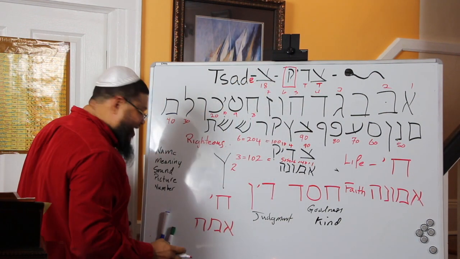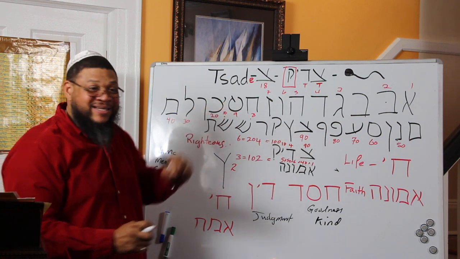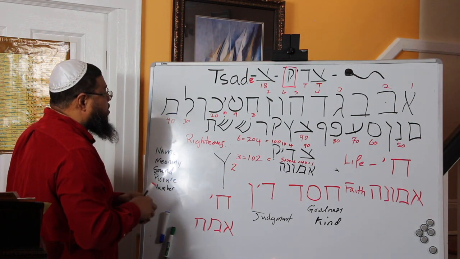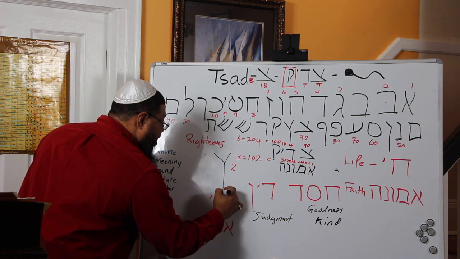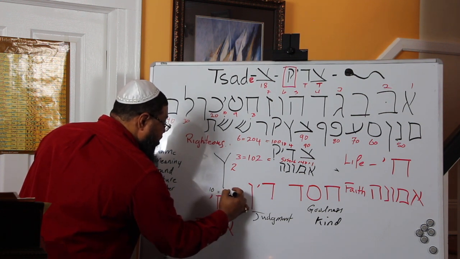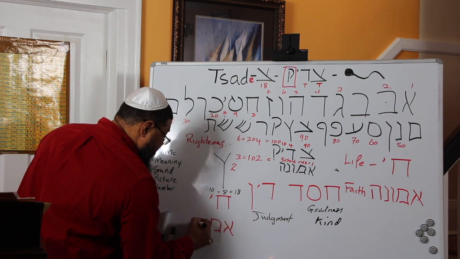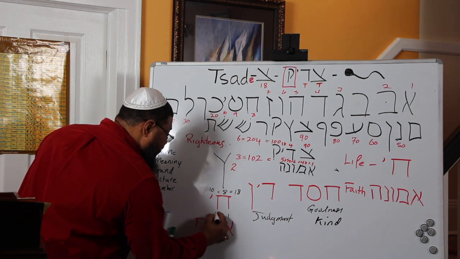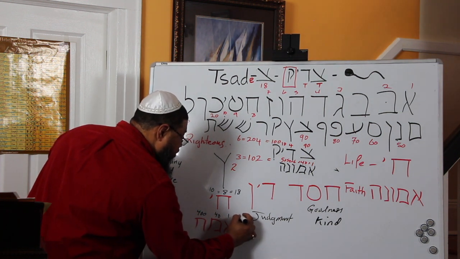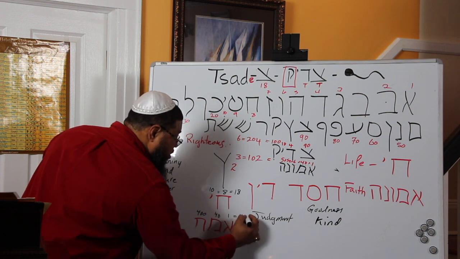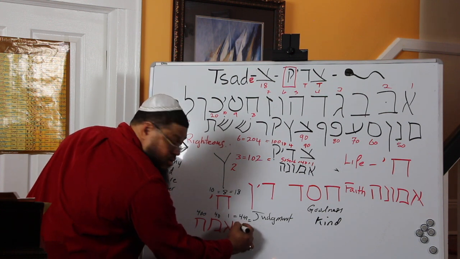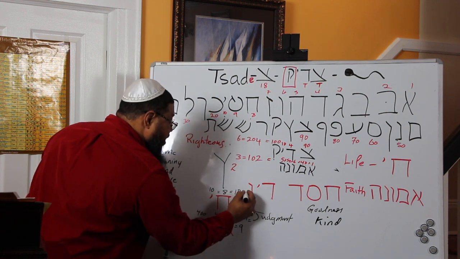Tsadik is what? 18, right? Tsadik is 18. Now, Chet is how much? Yod is how much? How much is this? 18. Aleph is 1, Mem is 40, Tav is 400. How much is that? 441. Which is equal to? How much? 9. 18 is equal to 9.